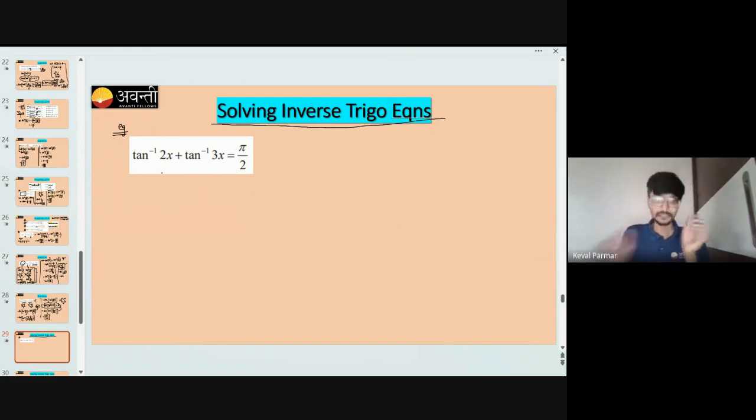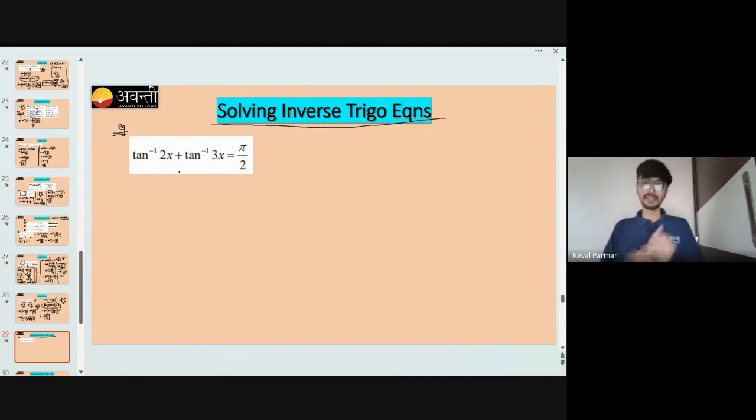Directly, property number 6. We can directly use tan inverse of x plus tan inverse of y. Now, you may have a doubt about which formula I should use. Let me clear that. If nothing is mentioned, we will by default always use the first formula. Here, since nothing is mentioned about whether the product is less than 1 or greater than 1, we will by default use the first formula.